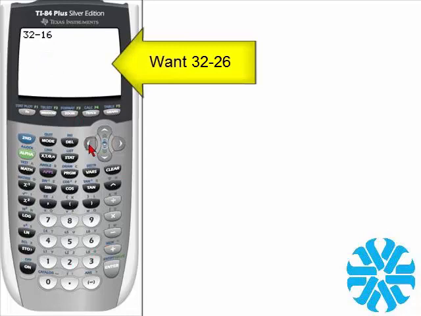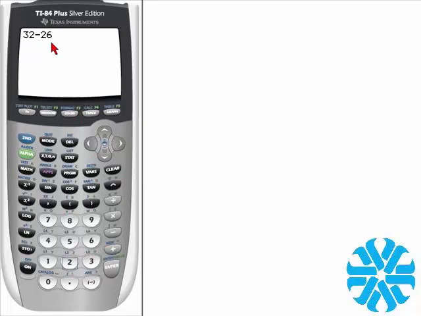All you would have to do is go to the arrow keys and move the arrow key to the left and then just basically type over that 1 to a 2. So now you have the correct operation, 32 minus 26, and then you can go ahead and hit enter to get your result. Okay, so it's very simple.